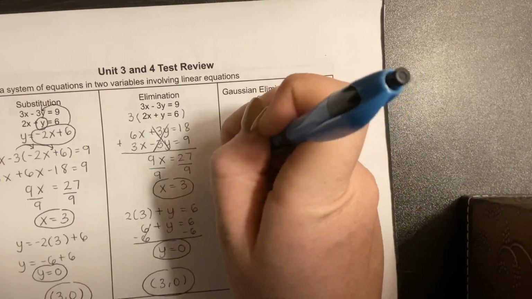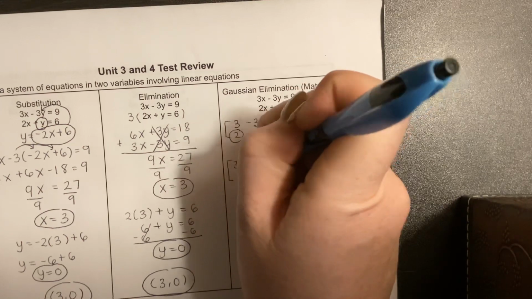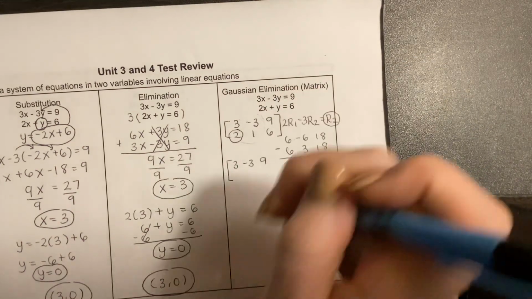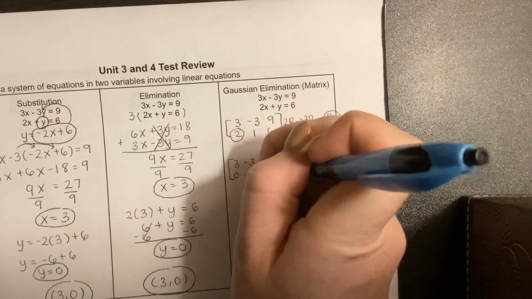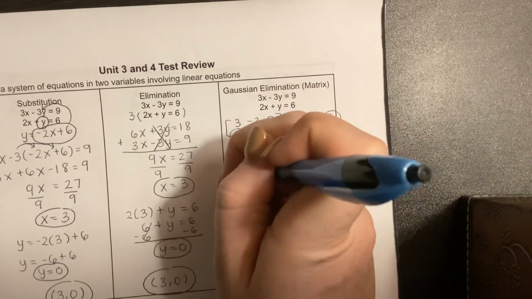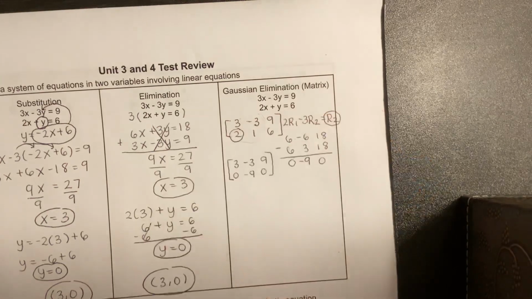And this row stayed the same. We didn't mess with that row at all. So that one stays the same. This becomes our new R2. So 0, -9, 0. Once I've zeroed out one of these 4 terms, I'm done with 2x2s.